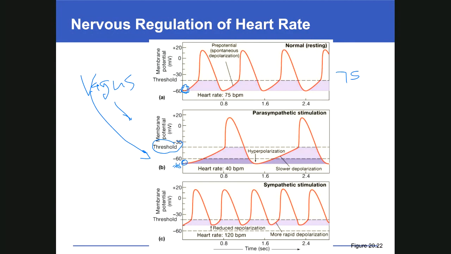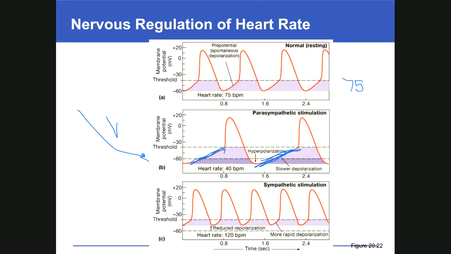Look, it's going to take this much time. Not this much time. This much time. And because it takes longer to reach threshold, I'm going to have a longer amount of time between beats. When I have a longer amount of time between beats, then the heart rate's going to slow. So this heart rate was 75, but when I send an action potential down the vagus nerve, it's going to drop this resting potential down, and my heart rate's going to slow to 40. Does that make sense?